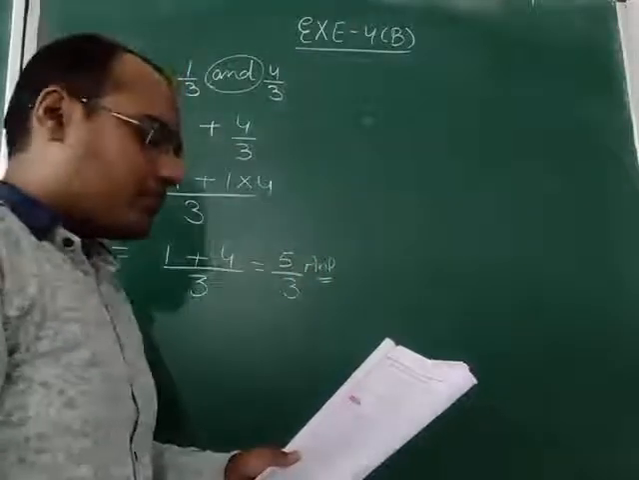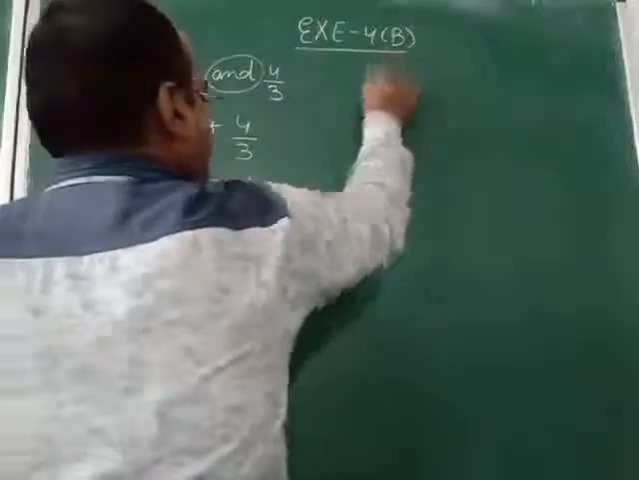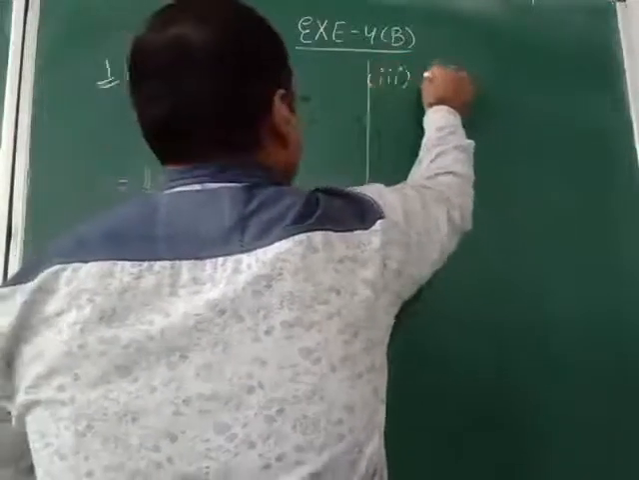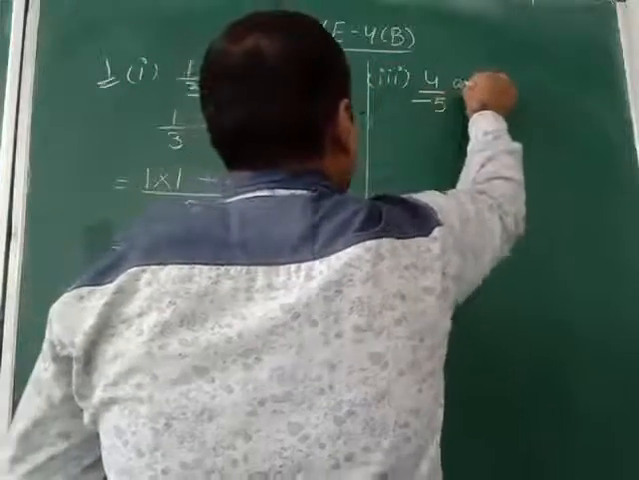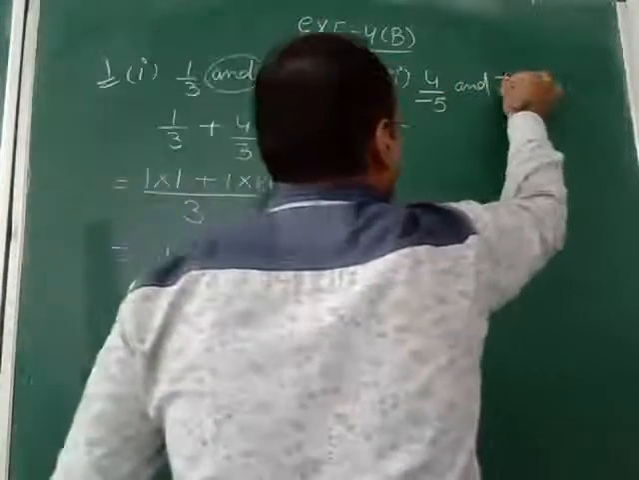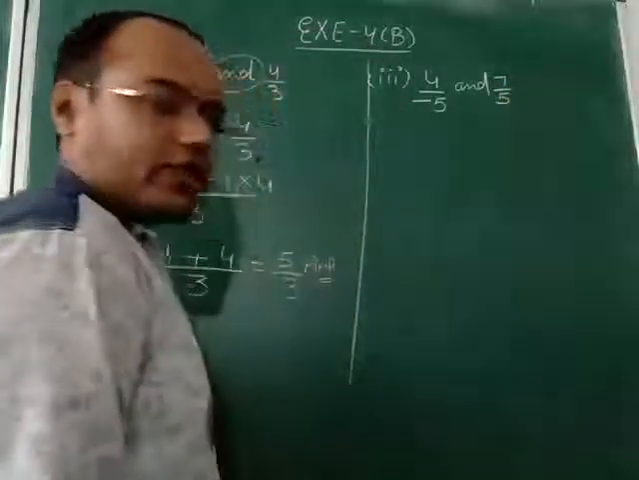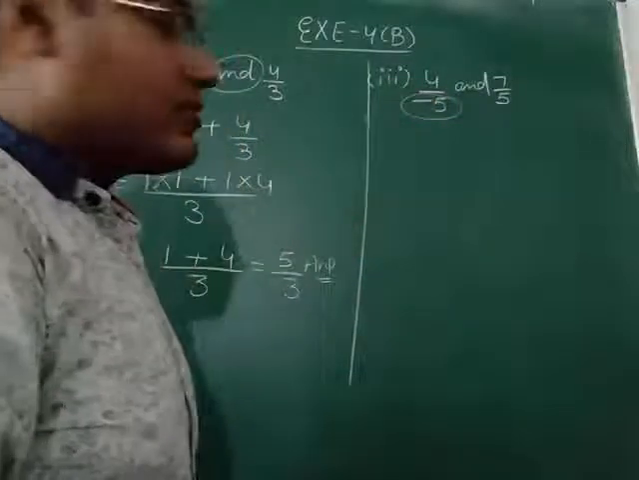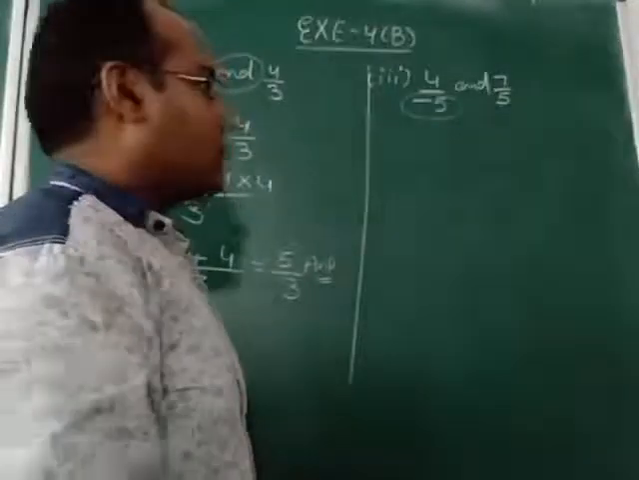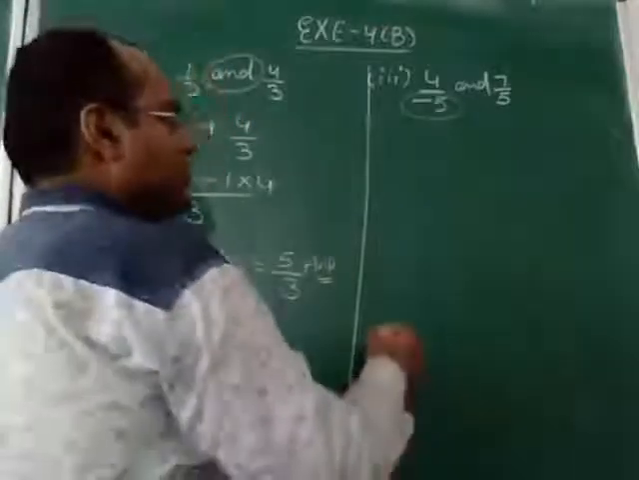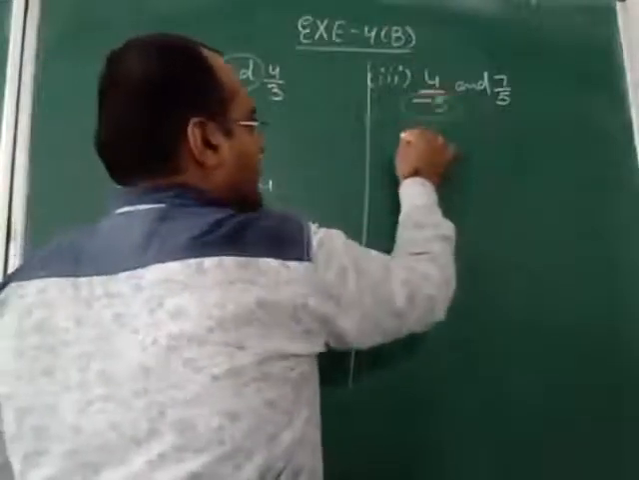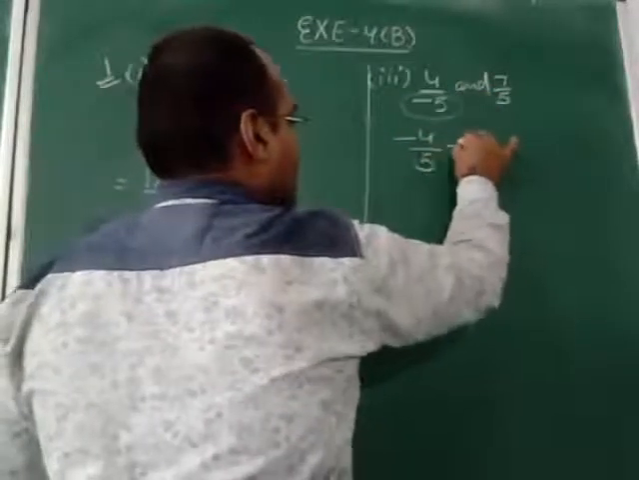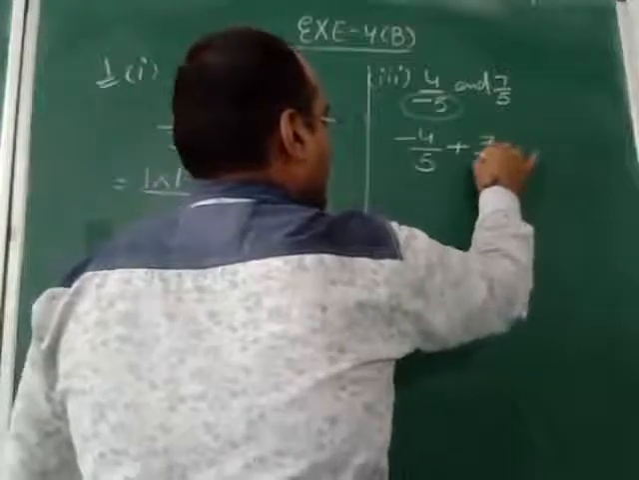Now see another part, number third. 4 upon minus 5 and 7 upon 5. So first of all, what you have to do, this minus sign is in the denominator, so this minus you have to bring in the numerator. So this is minus 4 upon 5. In place of the blank we will take a plus sign, 7 upon 5.